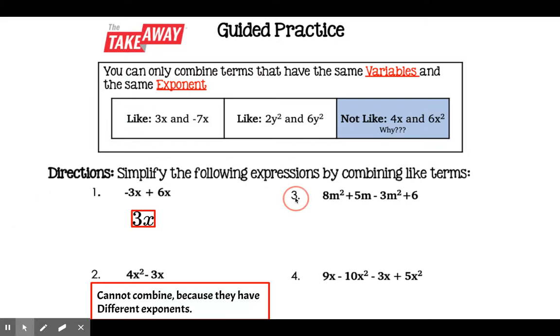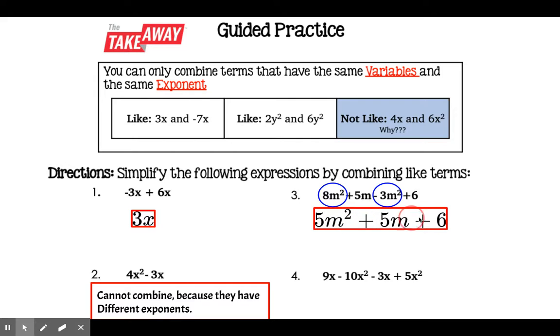Example 3. 8m squared plus 5m minus 3m squared plus 6. Okay, let's first look at the first term, 8m squared. Once you identify your first term, you want to scan the rest of your expression, and you want to look for a term that has an m as a variable and 2 as an exponent. And I can tell right away the -3 does. Those seem to be the only like terms in my expression, so when I combine them, I'm combining the coefficients. I'm doing 8 minus 3, which gives me 5. So my final answer is going to be 5m squared plus 5m plus 6. It's my final answer because I can't simplify any further. These are not like terms.